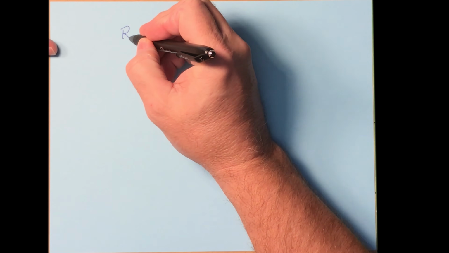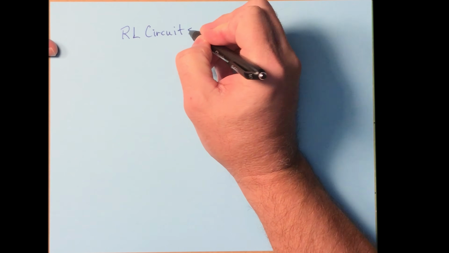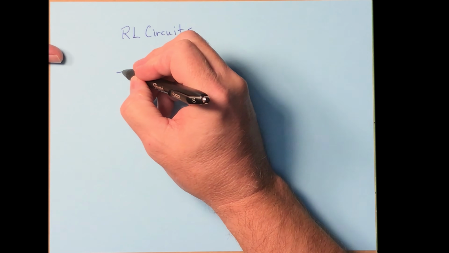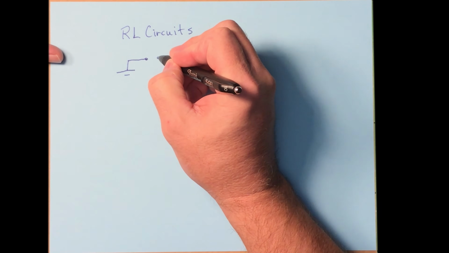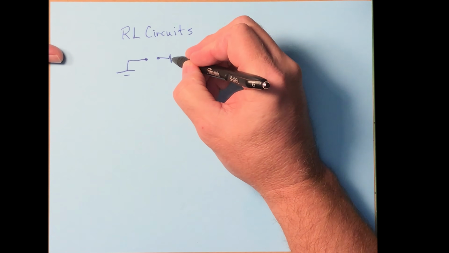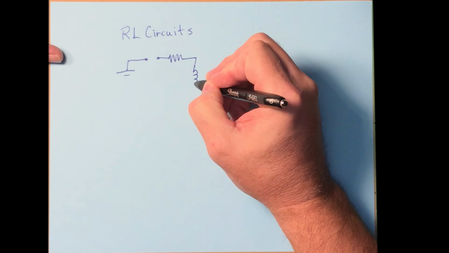All right, let's look at a circuit. We've already looked at RC circuits, so now we're going to turn our attention to RL circuits. We'll set it up this way. Suppose we have a battery, switch, resistor, and inductor.